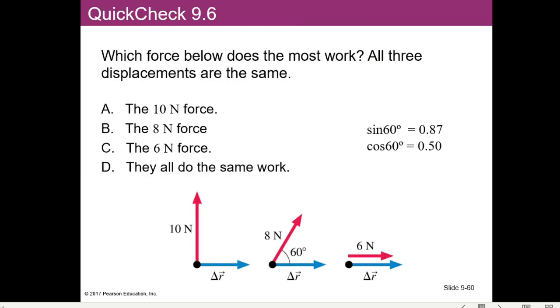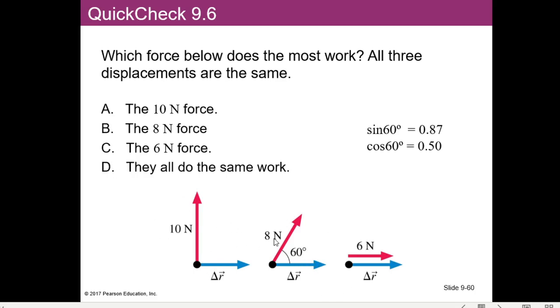Okay, which force below does the most work? All three displacements are the same. Right? Well, you can see that in this example, the force and the displacement are perpendicular to each other. So this force has no component in the direction of the displacement, so it can't do any work. So the work done here is 0. Right? So alternative A and alternative D are garbage.